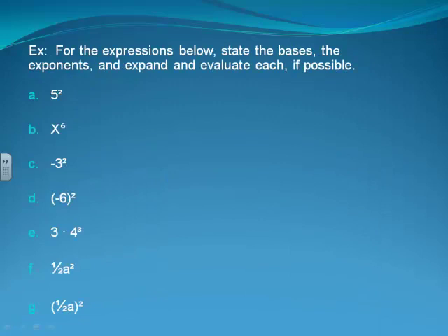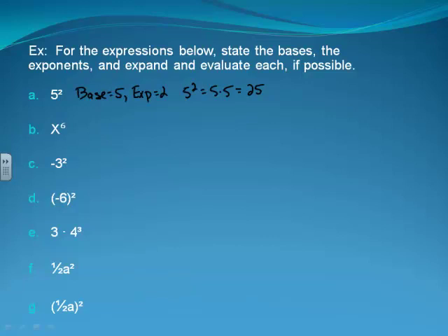All right, so let's simplify some examples. For the expressions below, state the bases, the exponents, and expand and evaluate each, if possible. All right, 5 squared. Our base is 5. Our exponent is 2. In expanded form, 5 squared is equal to 5 times 5. And in this case, we can go further and simplify that. 5 times 5 is positive 25.